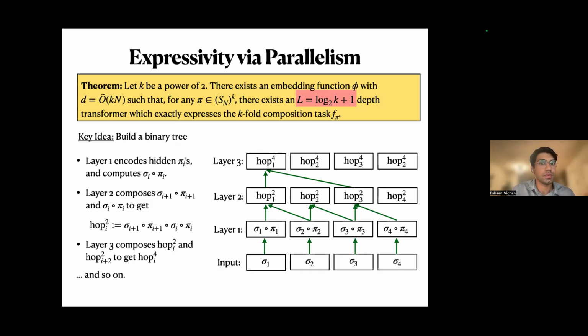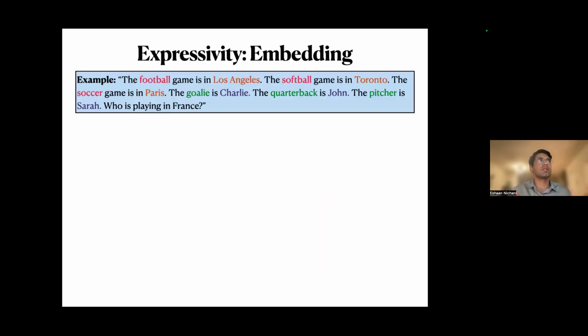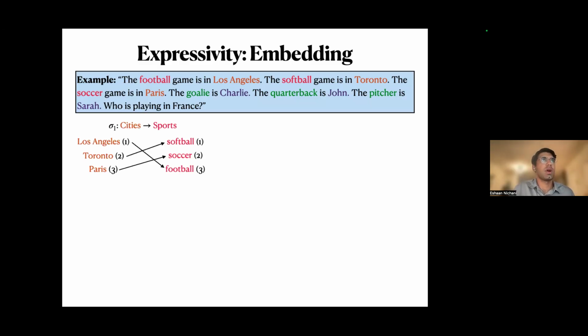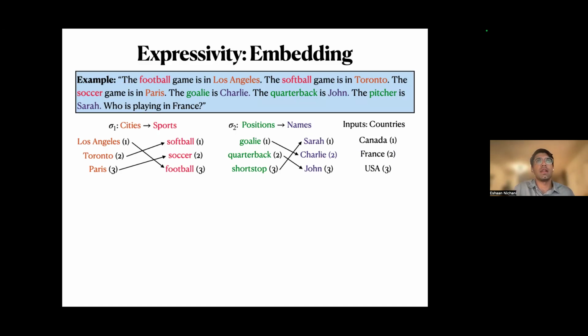Now let's consider this expanded example with multiple sentences. This corresponds to k being equal to 2, so there are 2 input permutations, and n being 3, so there are 3 vocabulary elements for each permutation. In the context, we see that there are 2 contextual permutations, one mapping cities to sports, and one mapping positions to names.